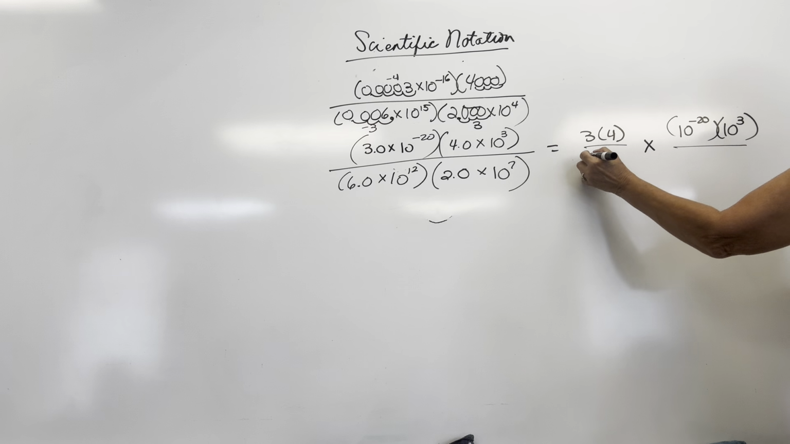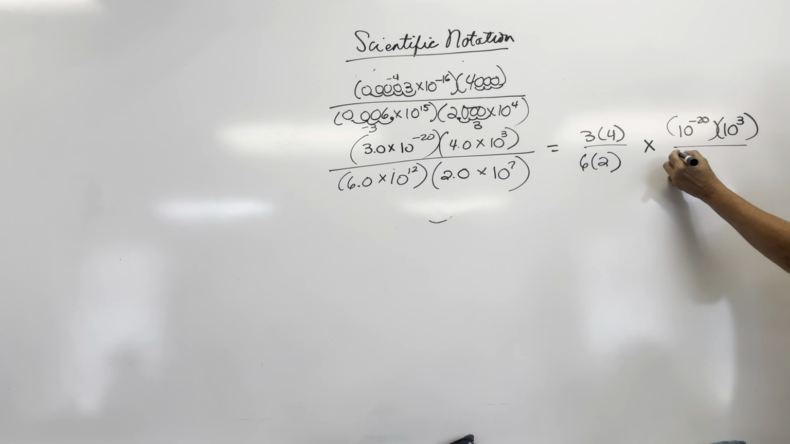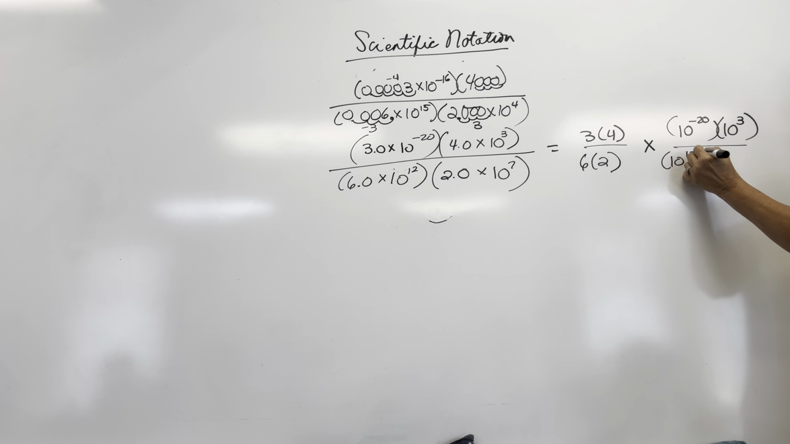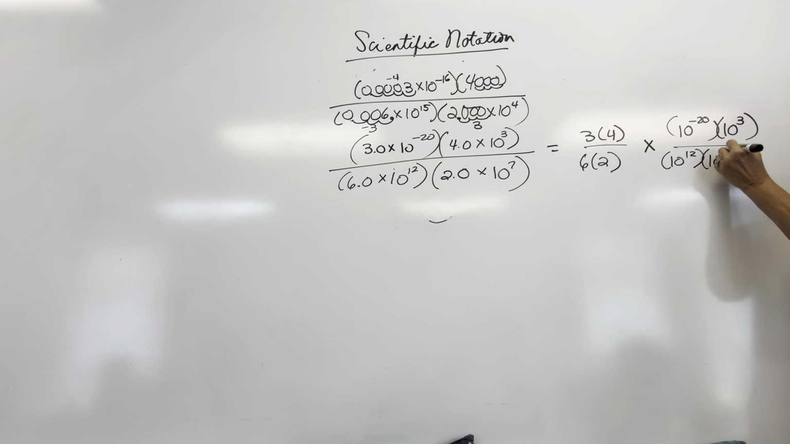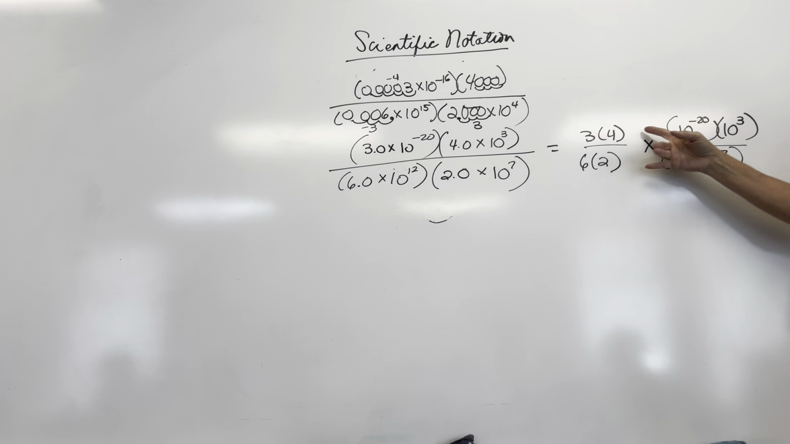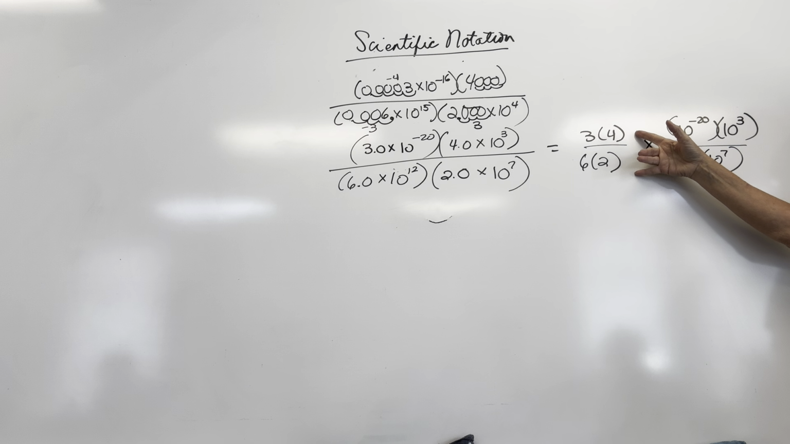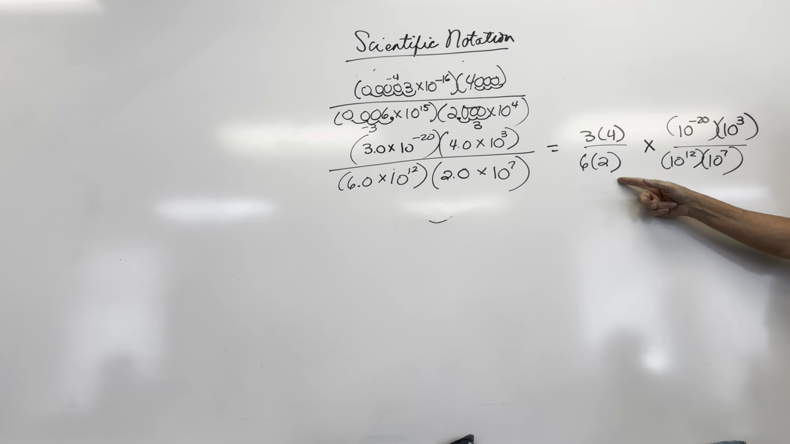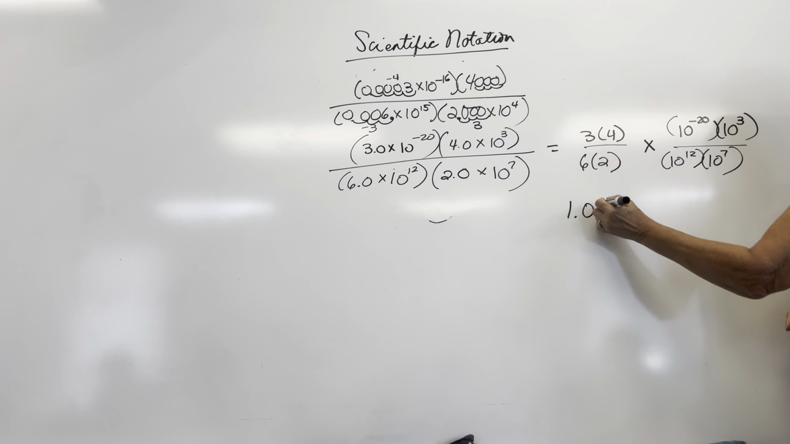So I'm going to do 6 times 2 times 10 to the 12th times 10 to the 7th, so that I can use my rules of exponents. Well, what does this become? Those both add up to 12, which over 12 is 1, 1.0.